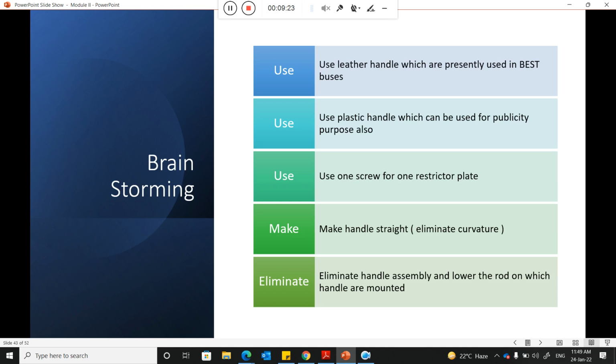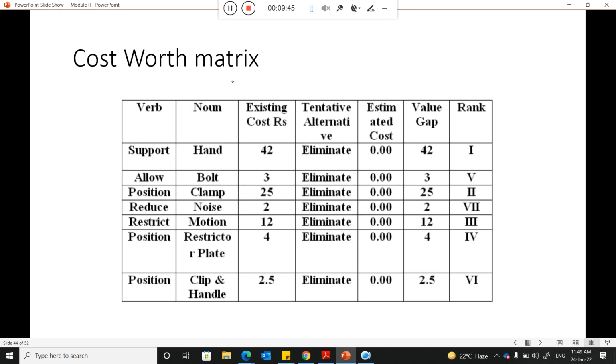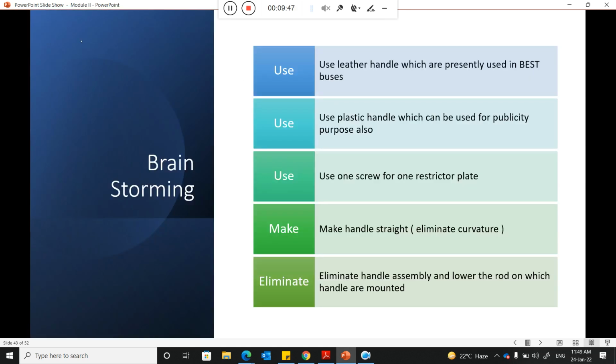So now the suggestion is like this: one person says in that particular meeting, use the leather handle which is presently used in PST buses. That is the suggestion given by one person. Right now that type is, I think, not available, but they used it like that. Here I am unable to draw, just wait. So they use it like that: we need to use one leather type of thing.